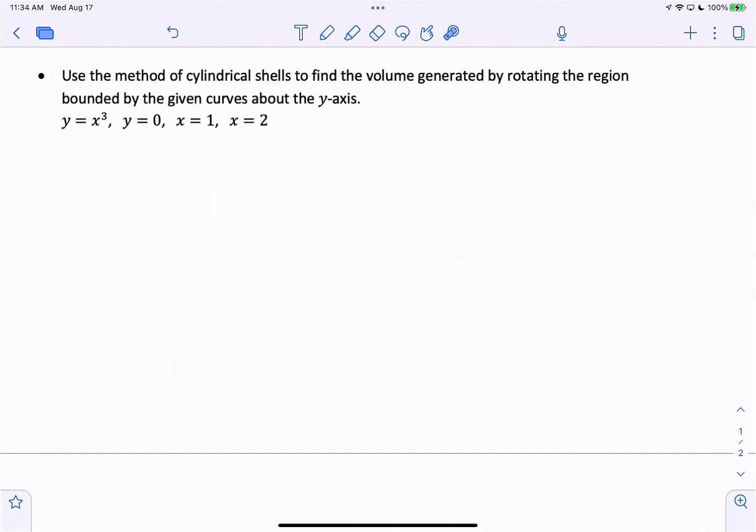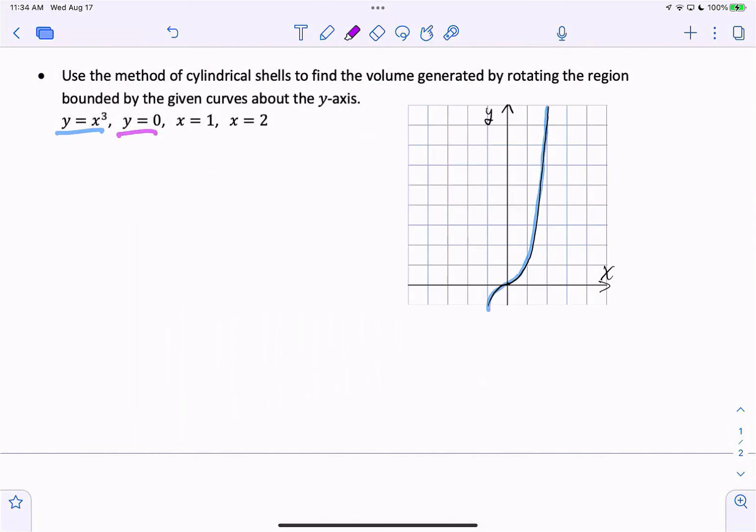Let's see how this looks with a real-life example. Use the method of cylindrical shells to find the volume generated by rotating the region bounded by the given curves about the y-axis. y equals x cubed, y equals 0, x equals 1, and x equals 2. So here's our region in gray, and we're going to rotate this about the y-axis.